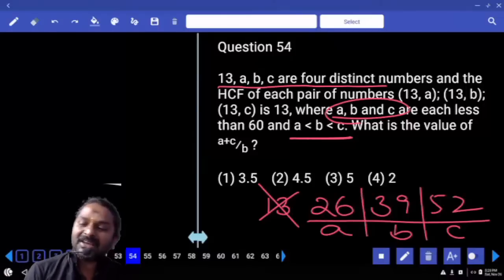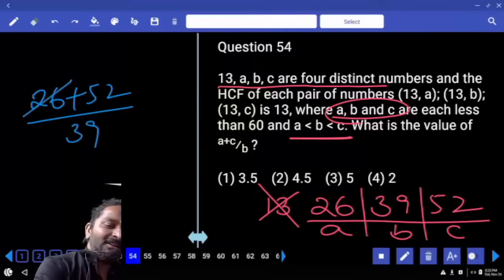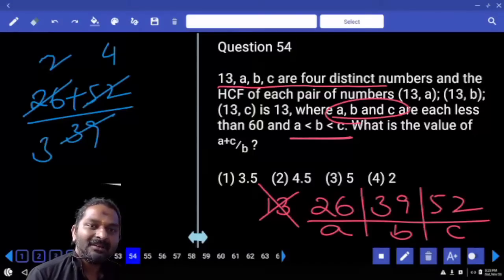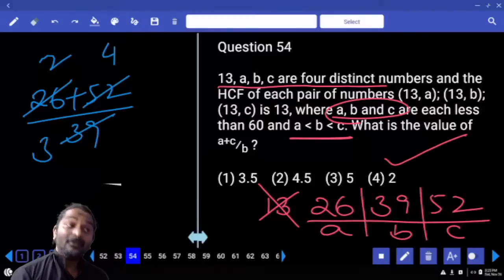Perfect. Now we were asked to calculate the value of A plus C by B. All are multiples of 13. A is 2 times, C is 4 times, B is 3 times. So 2 plus 4 by 3. Answer: option 4.